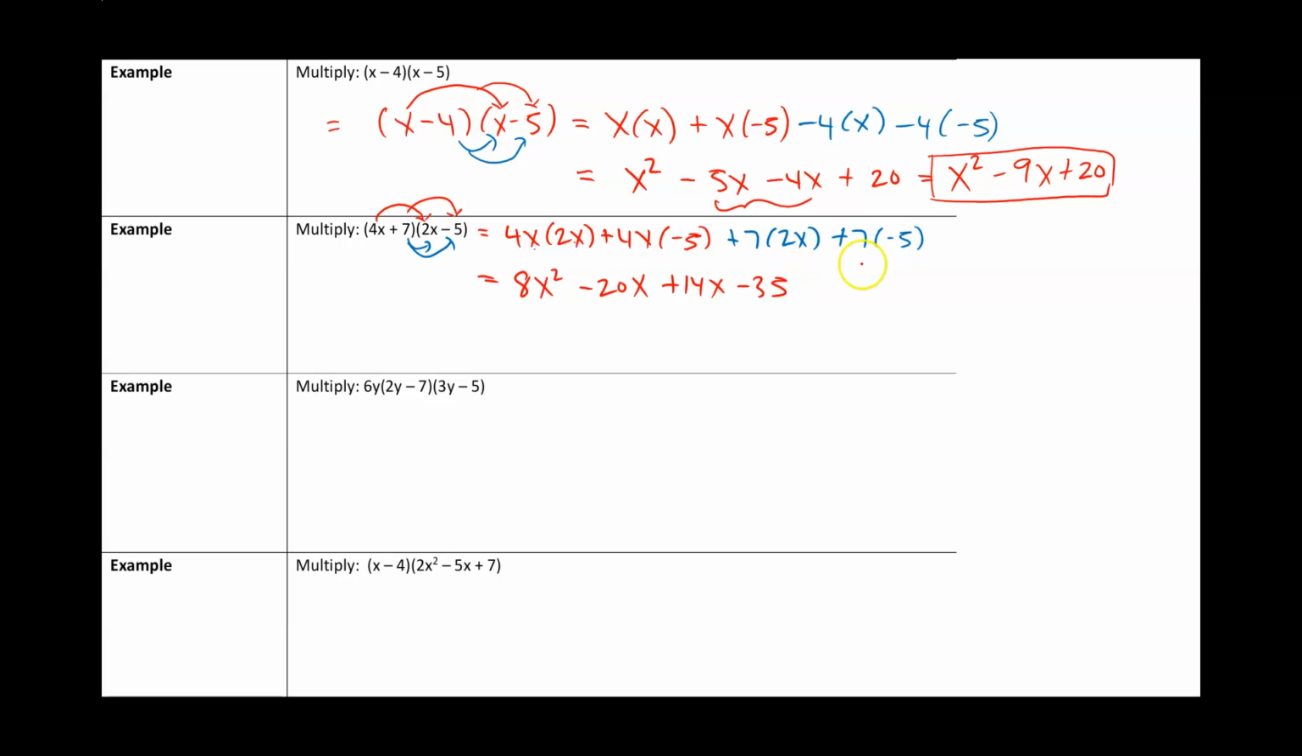Just remember that a positive times a negative is a negative. You have to combine your like terms, which are the two terms in the middle. So this gives you 8x to the second power minus 6x minus 35.